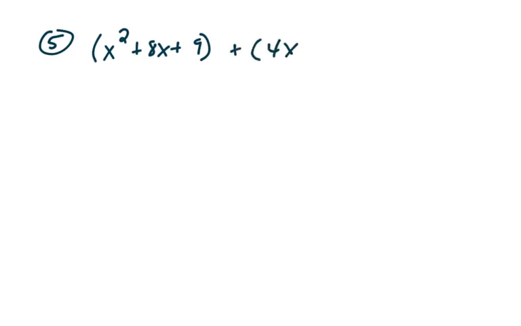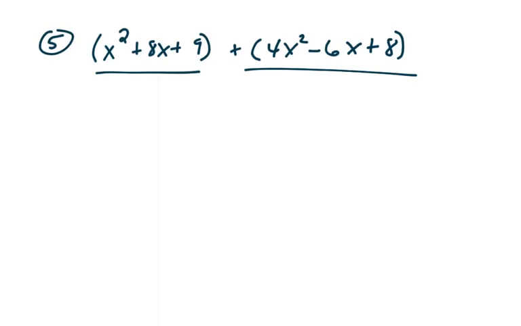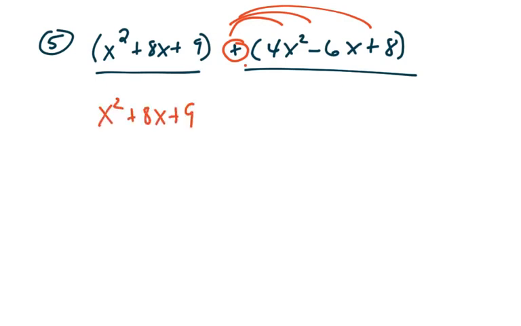Let's look at number 5. Number 5 says add as indicated. So you have x squared plus 8x plus 9, plus 4x squared minus 6x plus 8. Now if you notice, whenever you have addition of polynomials, the only time you have to worry is if there is a minus sign, because then you have to distribute it through. But since it's a plus sign, you don't have to worry. You can just rewrite it without the parentheses. And there's no coefficient in front that you have to distribute either.